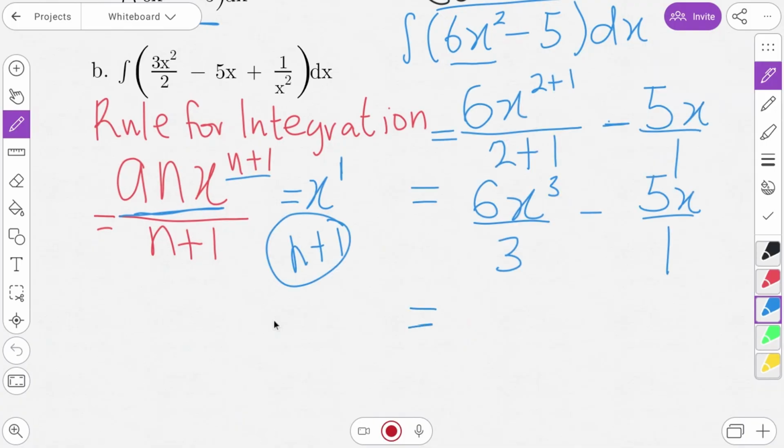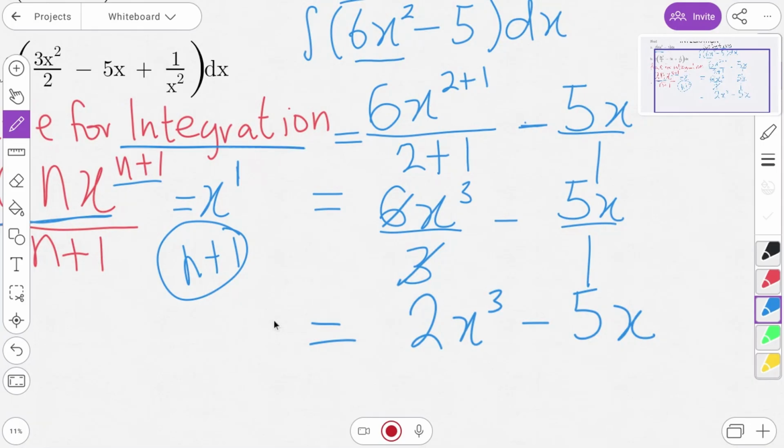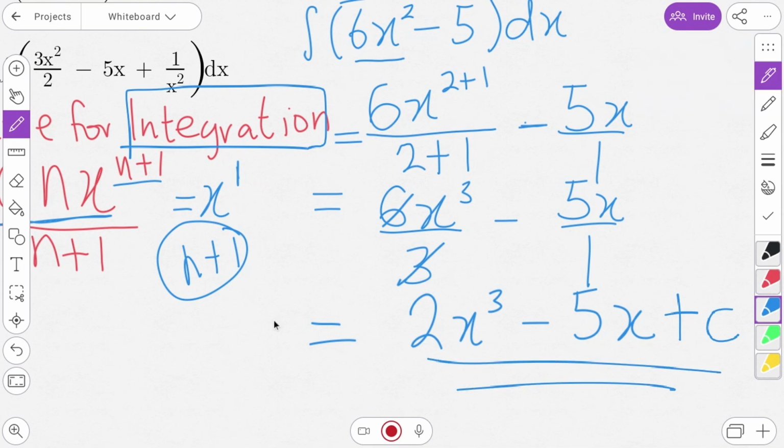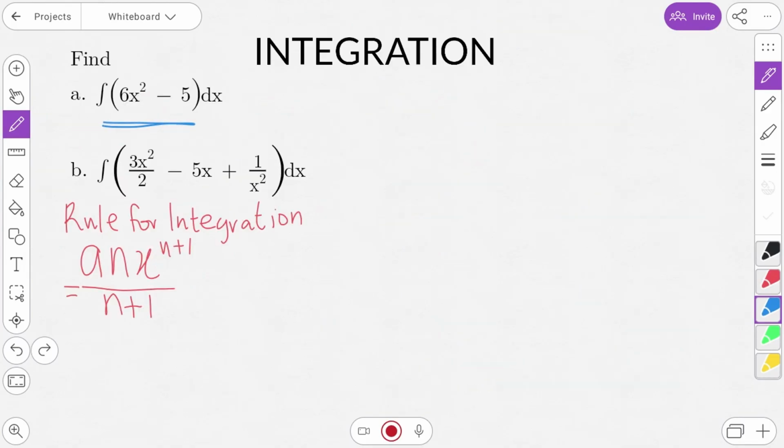So we continue by simplifying 6 and 3, we get 2x cubed minus 5x. So that leaves us with this answer, the integral of this. Then we add c because of the integration constant. So that's our final answer, 2x cubed minus 5x plus c.